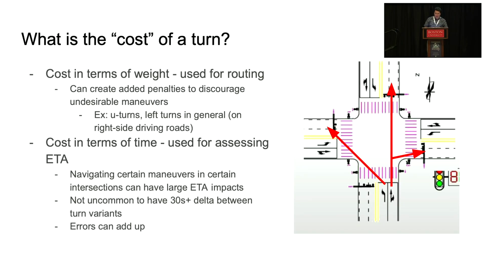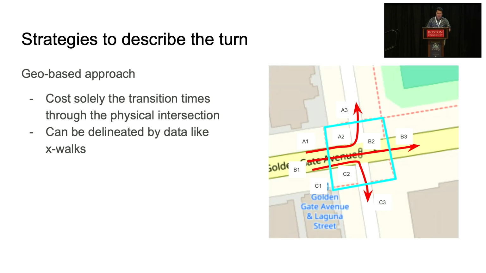Okay, so going back to what is the cost of a turn, so cost in terms of weight. There are 2 ways to think about the cost of a turn. One is from a routing perspective, you have this concept of weight. How expensive or how much does it cost to move? Is this a hard maneuver? Is it something that we would rather not do? And then there's also cost in terms of time. How long does it take to navigate that element? How long does it take to drive down a road? How long does it take to wait at a light to make a left-hand turn? So those are 2 elements of cost.